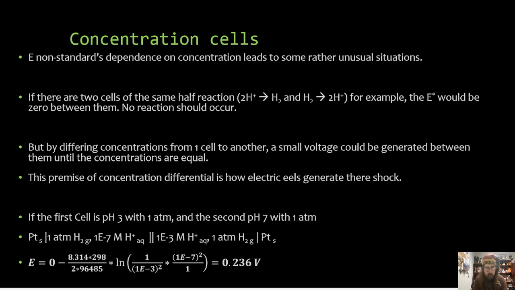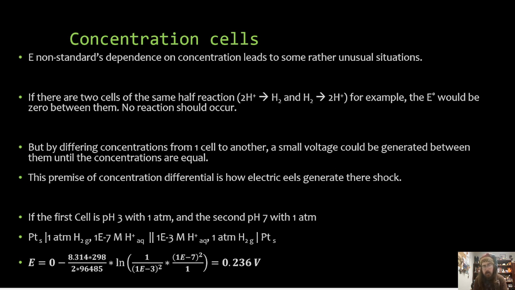Now you do that, and you take the natural log of that, and multiply by all those constants, and what do you get? You get a voltage of 0.236. Now, this is not necessarily a huge voltage, but it is not a tiny voltage.